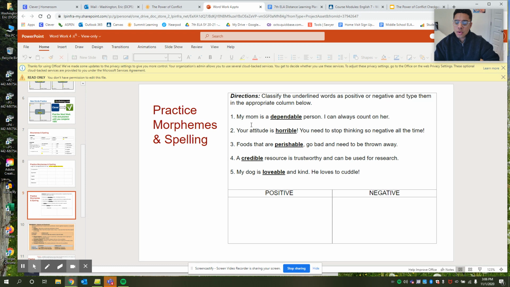For the practice with morphemes and spelling, you're just identifying whether the word has a positive connotation or a negative connotation. So my mom is a dependable person. I can always count on her. That sounds positive. If I can always count on her, and that's what dependable means, that sounds positive. So I'll type dependable down here. Your attitude is horrible. You need to stop thinking so negative all the time. Oh, well, that's a negative connotation. That's a negative word. So I'm going to put horrible over here and so on.